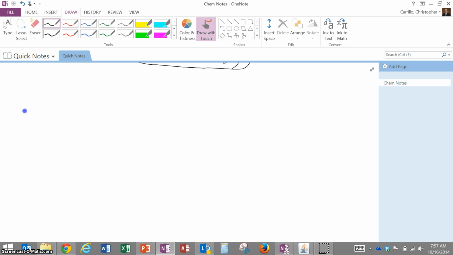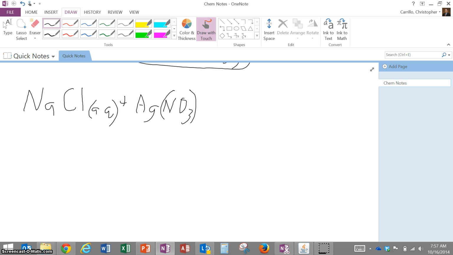Let's say we have some sodium chloride. It's an ionic compound, and in your test tubes, it was aqueous. And we dumped in some silver nitrate, AgNO3. And I believe for silver nitrate, that's probably a 3 down here.